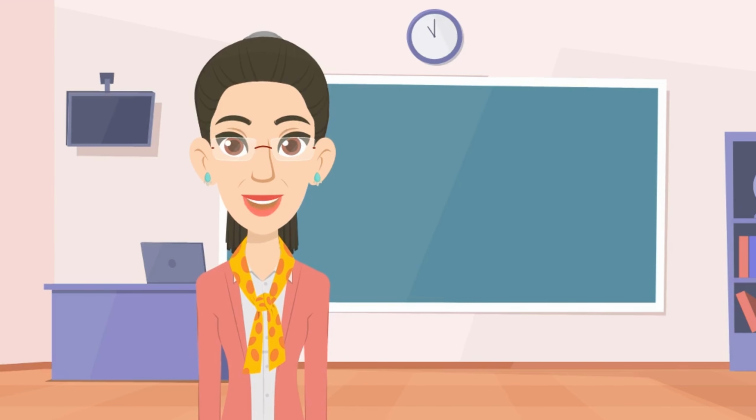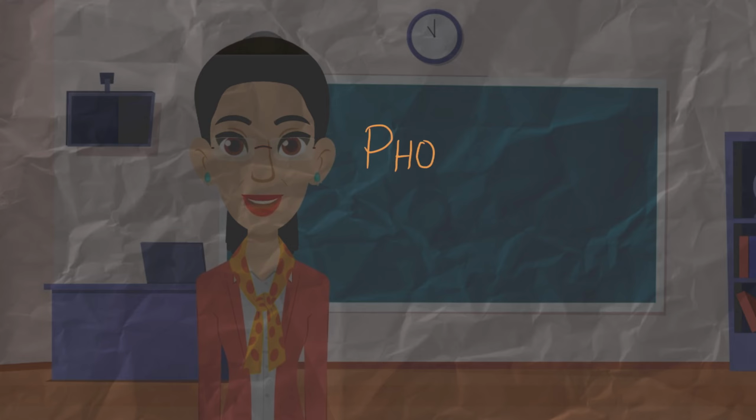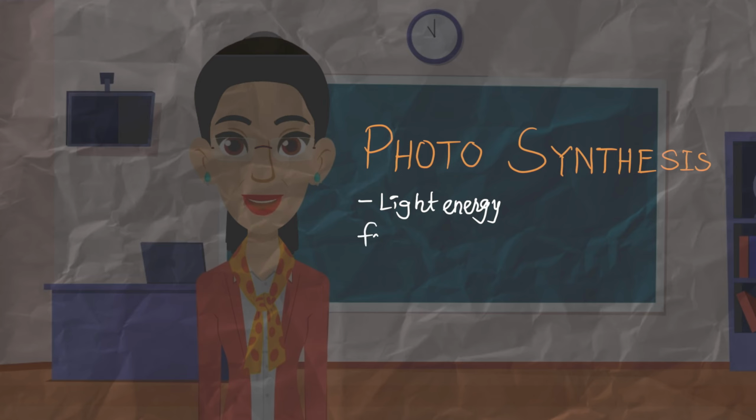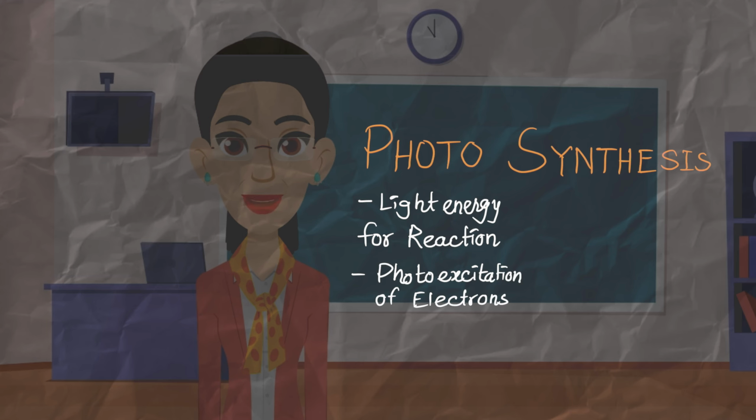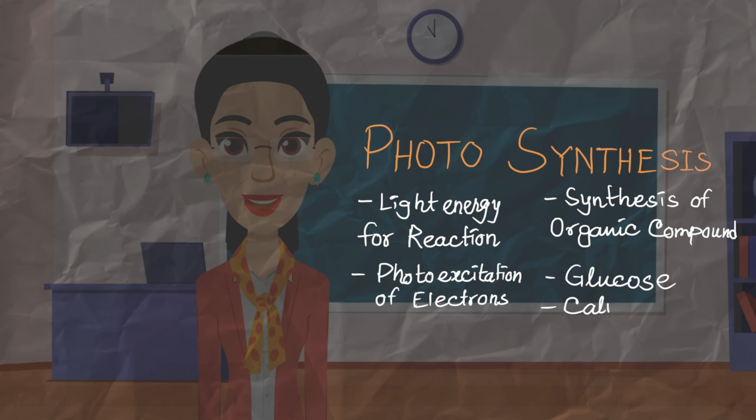So what is the meaning of the term photosynthesis? The term photosynthesis is made up of two parts. One is photo and another is synthesis. The term photo is used for the light part, where the organism uses the energy of photons to drive the synthesis of organic compounds, like carbohydrate. On the other hand, the term synthesis is used for the synthesis of organic compounds like glucose in plants.